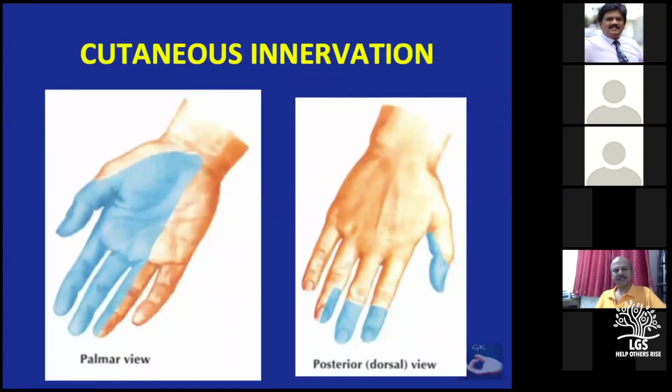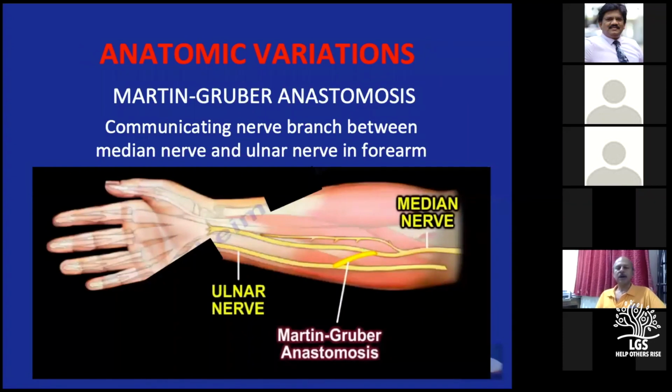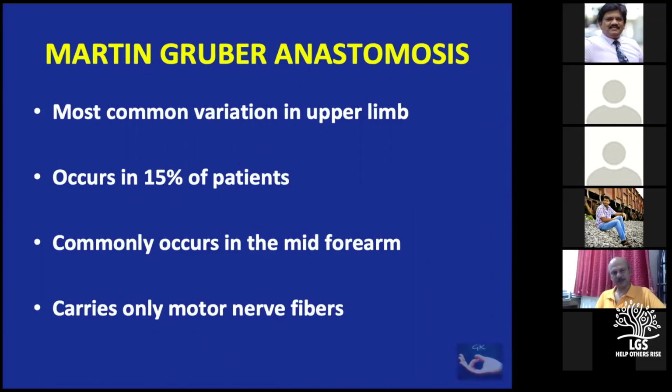And of course, the cutaneous sensation supplies the radial 3.5 fingers, that is the thumb, index, and mid finger, and half of the ring finger. Now, anatomic variations. We have all heard of the Martin-Gruber anastomosis, that is the communicating nerve branch between the median nerve and the ulnar nerve. There are actually 3 types of Martin-Gruber anastomosis.